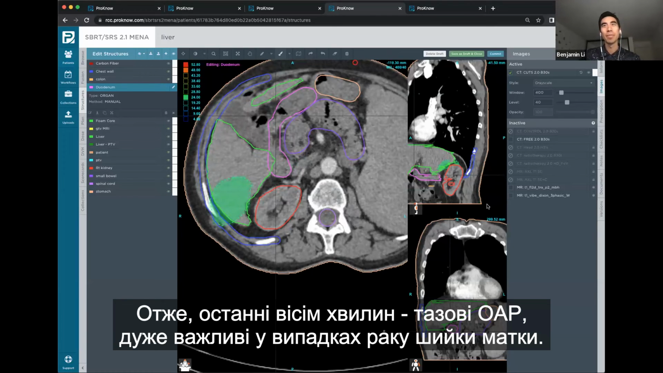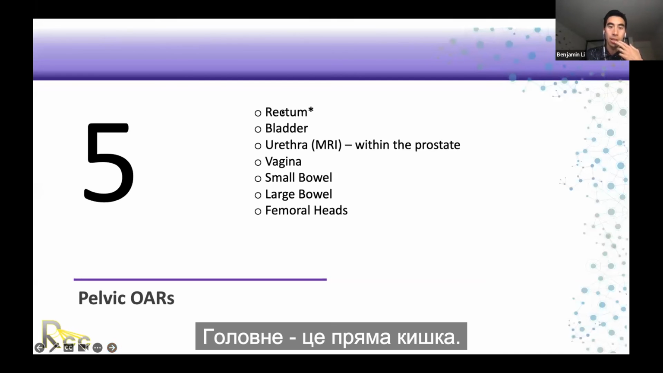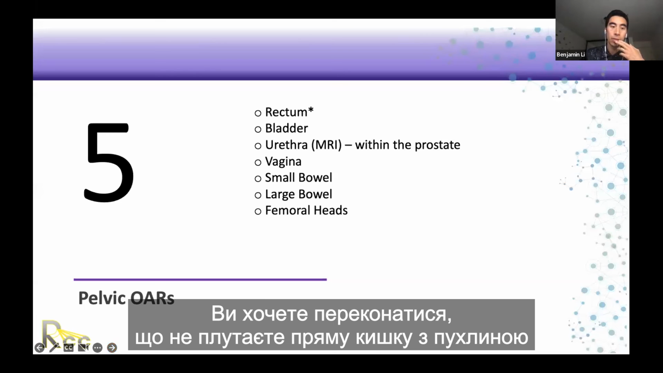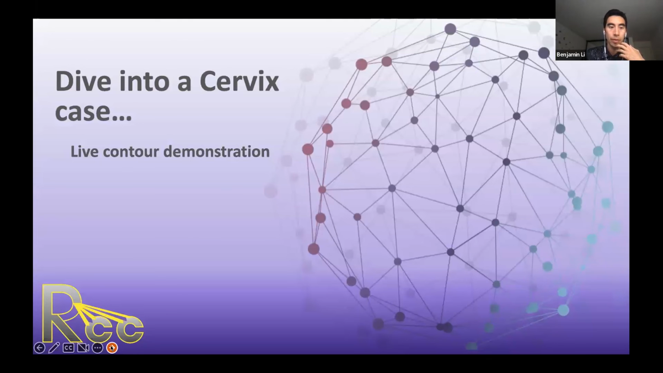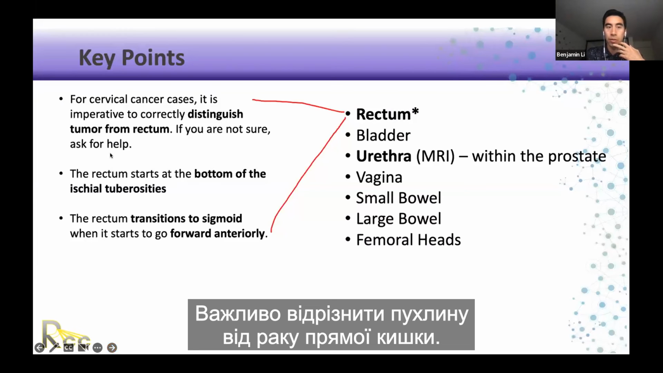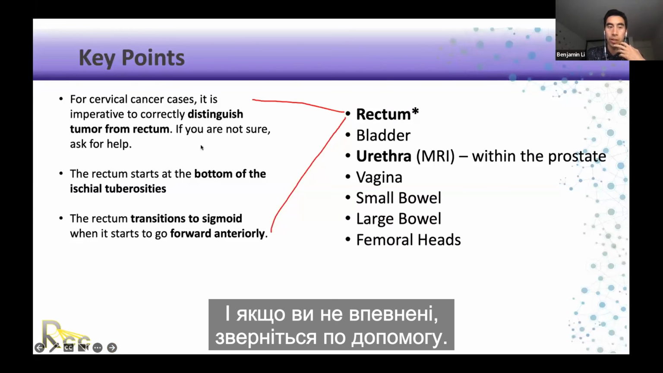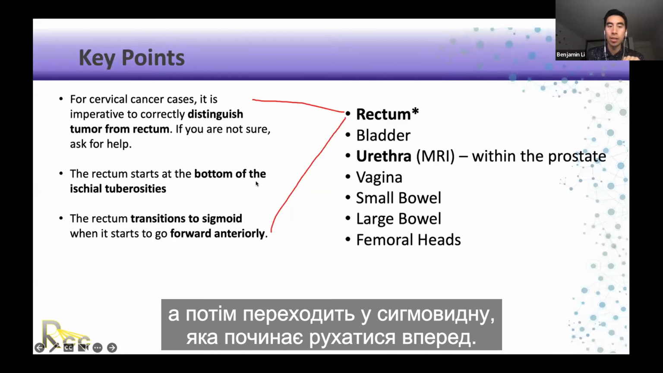Okay. So in the last 8 minutes, pelvic OARs, very important for cervical cancer cases. The main thing is the rectum. You want to make sure that you don't mix up the rectum with your tumor, and that you don't mix up the rectum with the vagina. It's important to distinguish the tumor from rectum, and if you're not sure, ask for help. The rectum starts at the bottom of the ischial tuberosities, and then it transitions to sigmoid when it starts to move forward anteriorly.